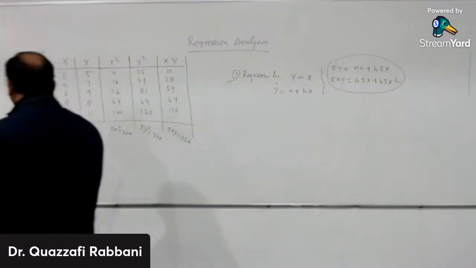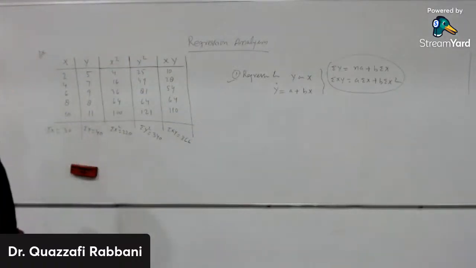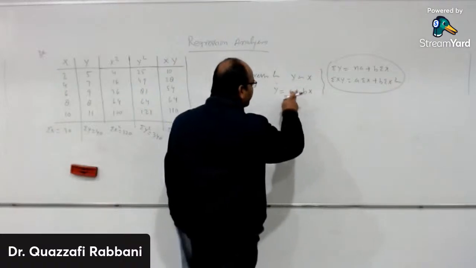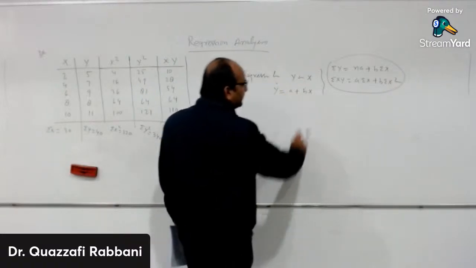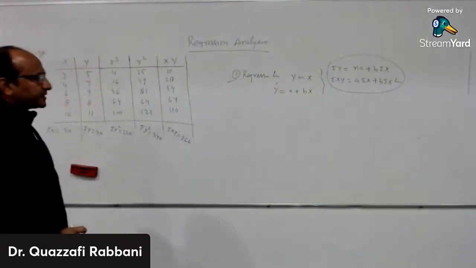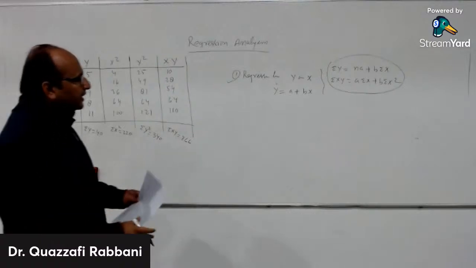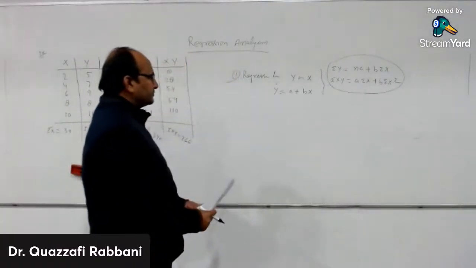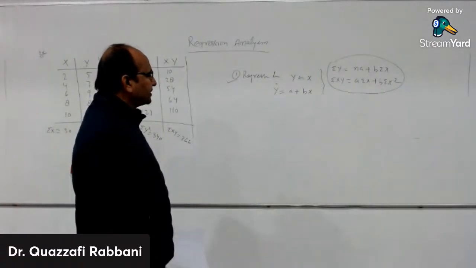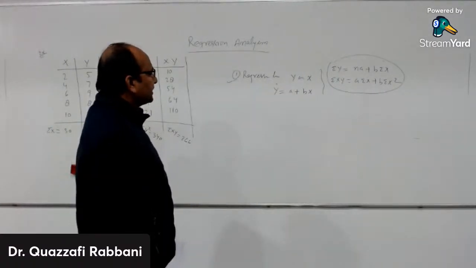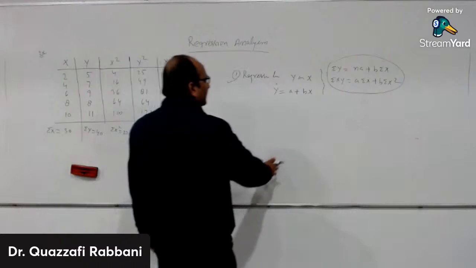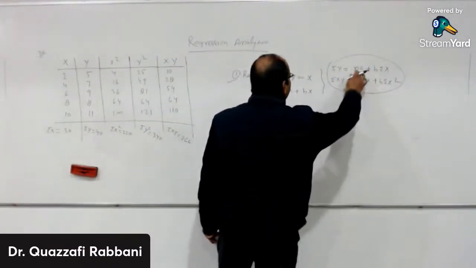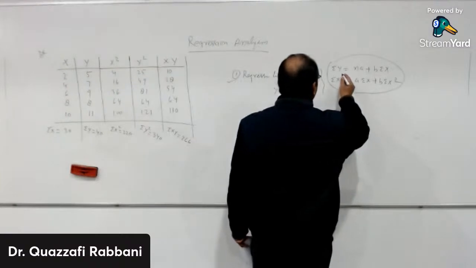Regression line y on x, and we have to establish this equation in which we have to first find the value of a and b. What is a? A is the intercept and b is the slope, and b is also known as the regression coefficient of regression line y on x. Okay, so just put the values according to this, and you will get summation of y.